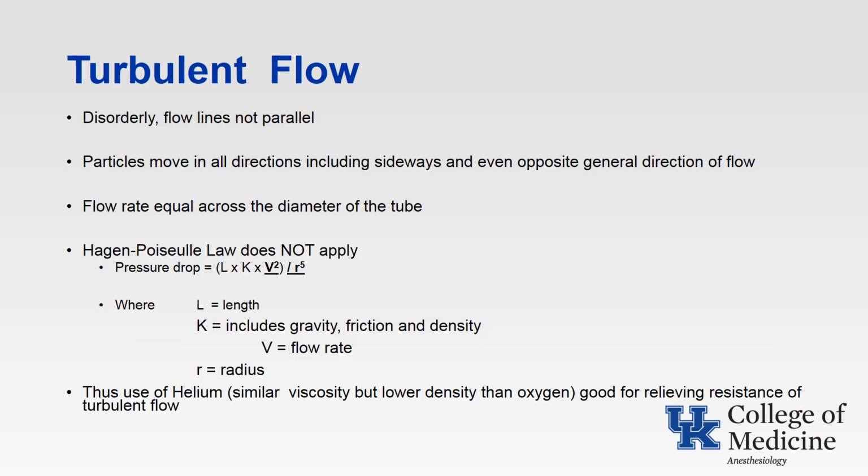Turbulent flow, on the other hand, is disorderly. The flow lines are not parallel. The particles move in all directions, and the Hagen-Poiseuille law does not apply. Instead, the pressure drop is influenced by the velocity squared, and inversely by the radius to the fifth power.